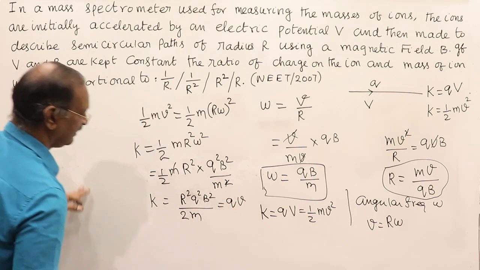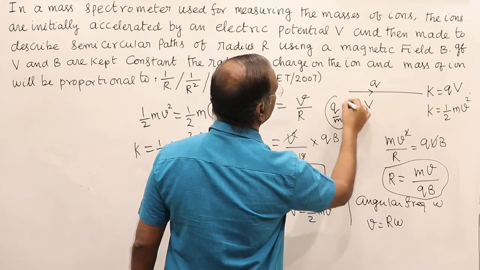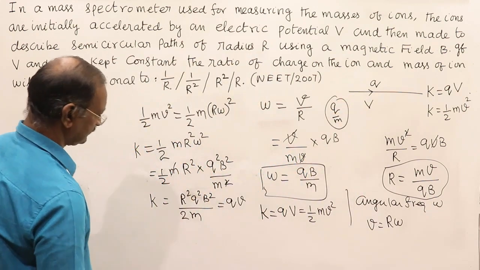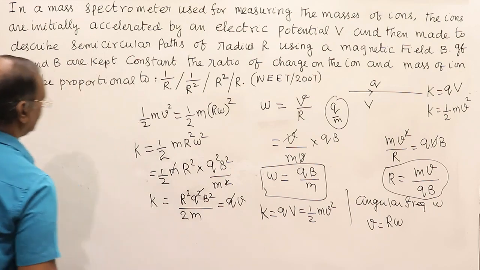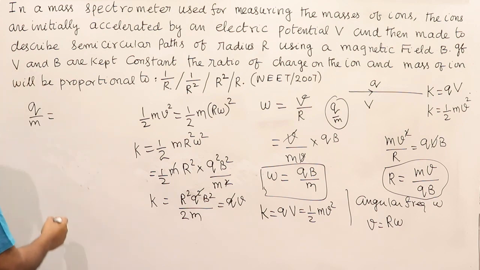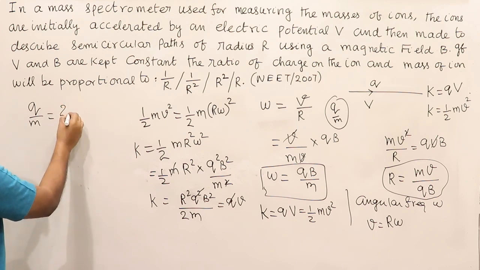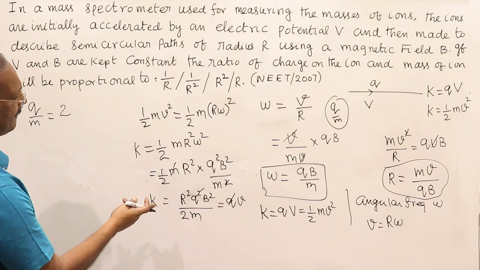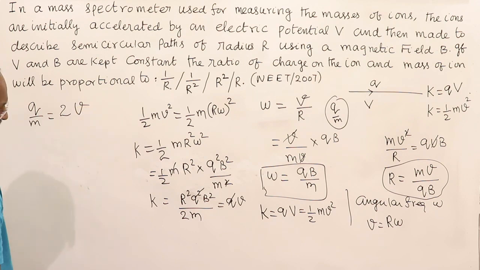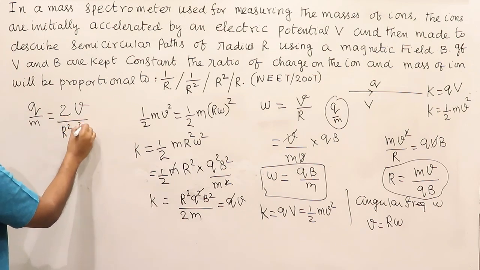This is also equal to q into V. Because we have to find the ratio of q by m, we need q by m. From this, we can cancel terms. Therefore q by m is equal to 2 into V divided by r square into B square.